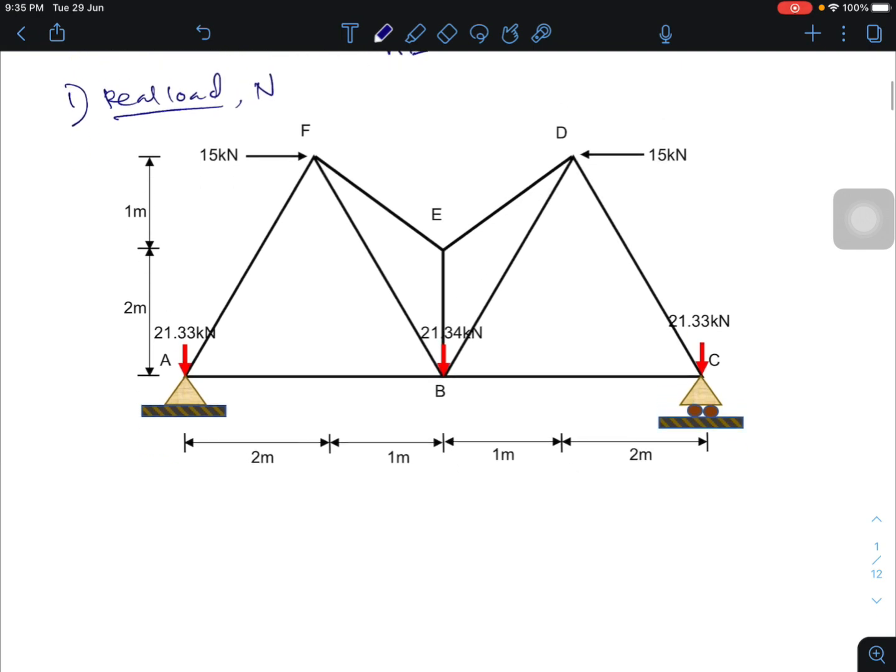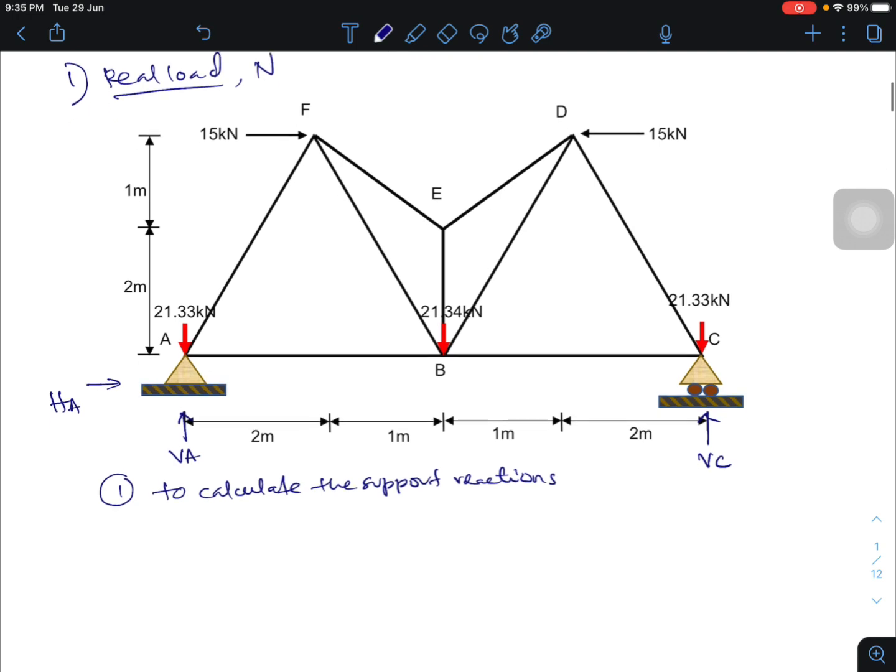Okay, the first step is to calculate the support reactions. When you refer to support A, it is a pin support. It has two reactions, VA and HA, a vertical reaction and a horizontal reaction. Meanwhile, at C, we have only one reaction, VC, the vertical reaction at C.